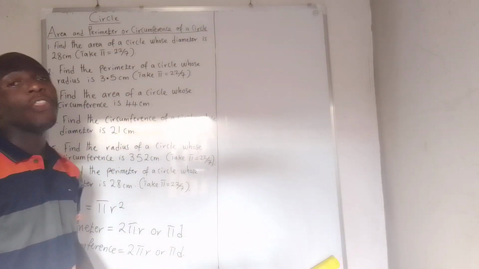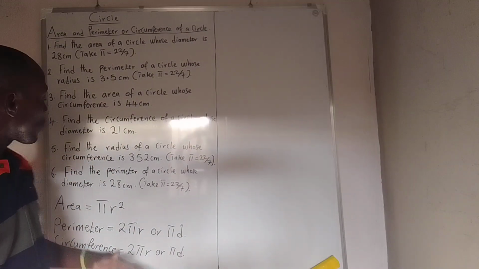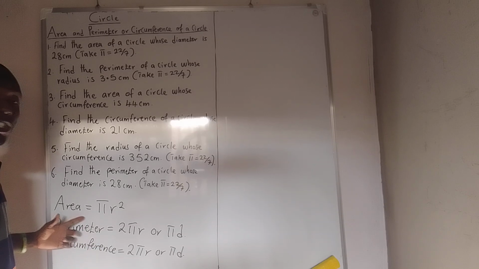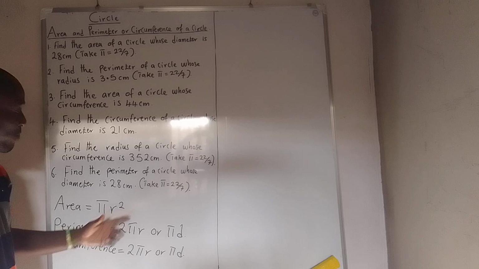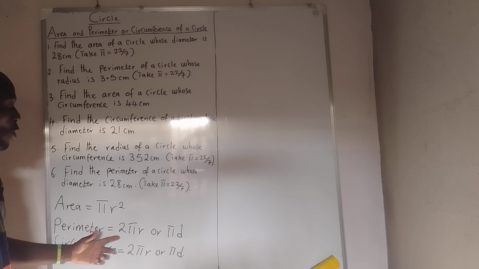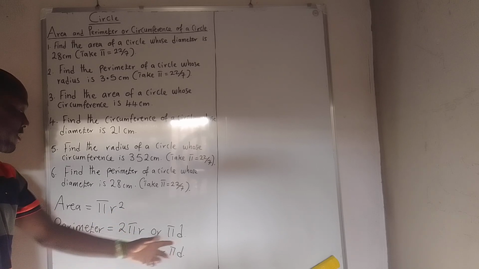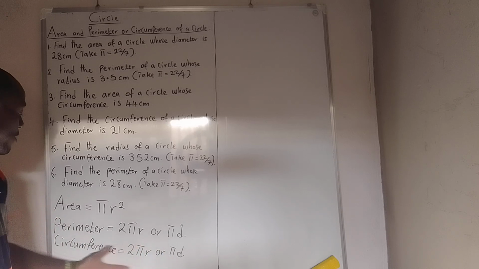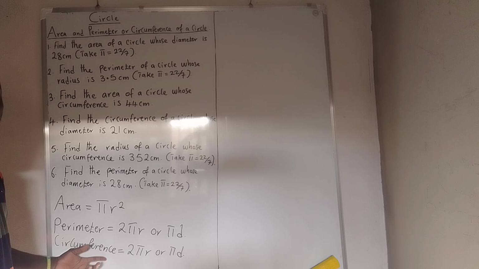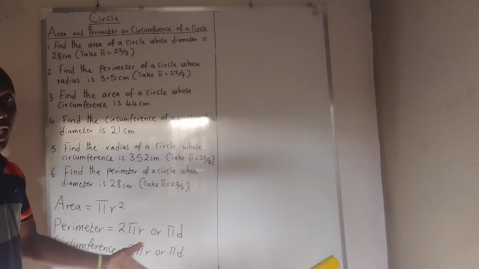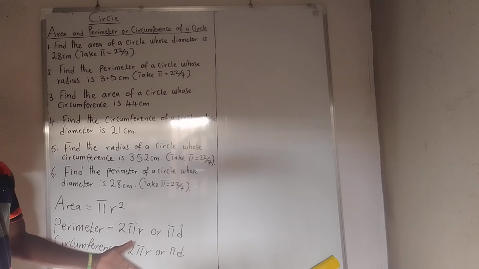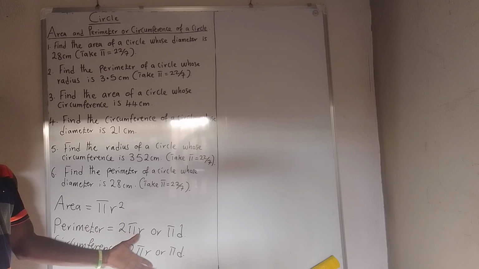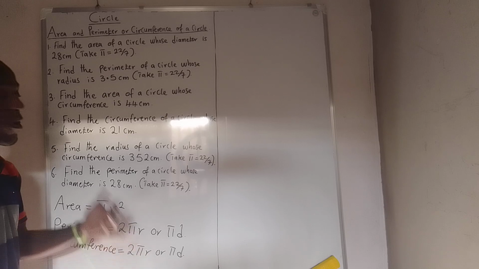Now to calculate questions under perimeter or area of a circle, we have the formulas written on the board. Area is equal to pi r square, while perimeter is equal to 2 pi r or pi d. Circumference is equal to 2 pi r or pi d. If you observe, both perimeter and circumference mean the same thing. So in case a child is met with any question in which he or she is asked to calculate perimeter or circumference, they both mean the same thing. They have the same formula.